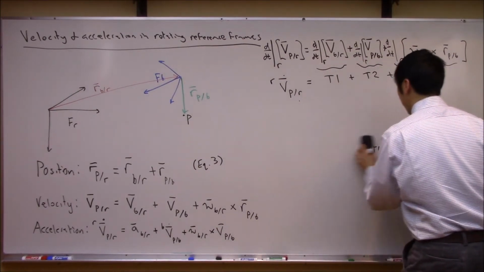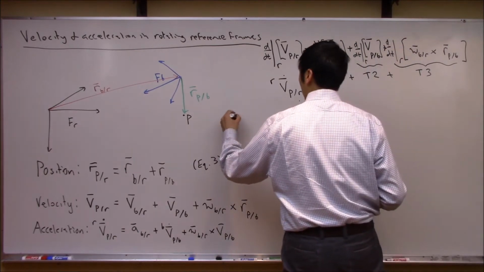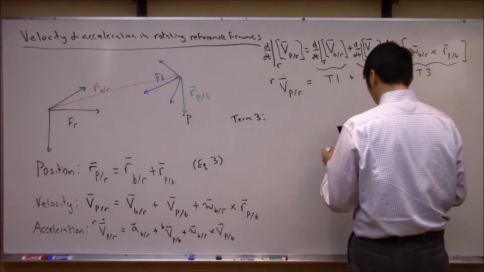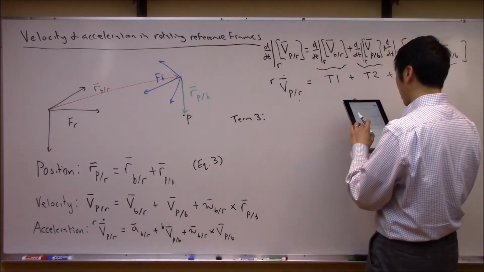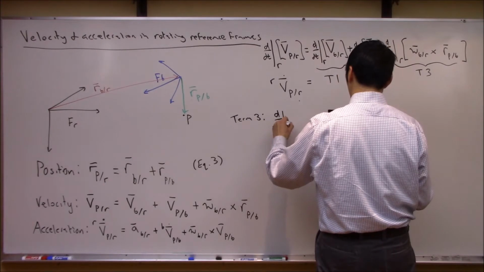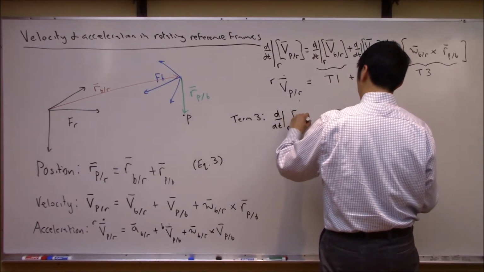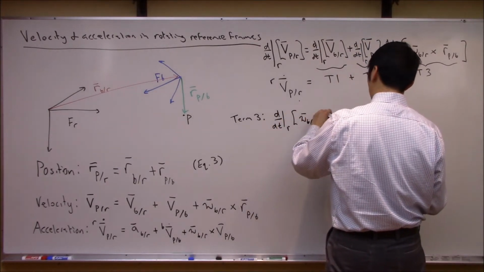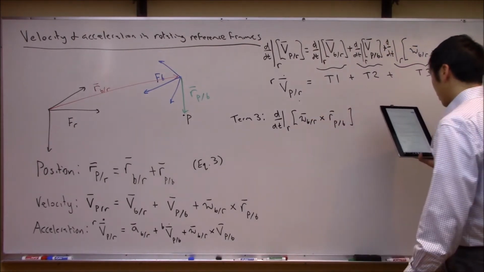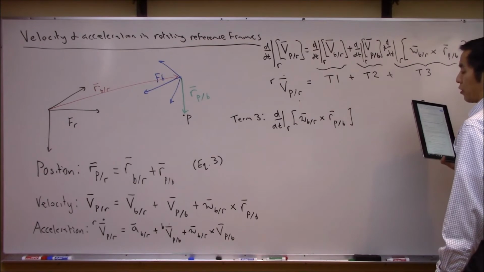Okay, so term 3. This one's a doozy. We're looking for d/dt with respect to r of omega b with respect to r crossed with r p with respect to b. That's what we're going to look for here.